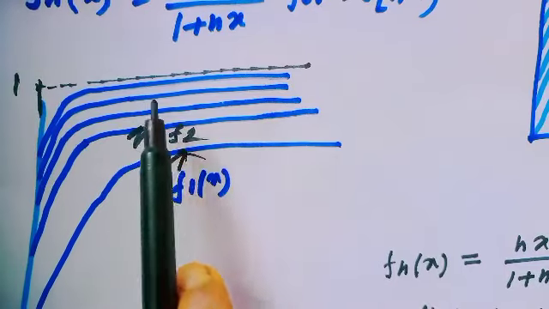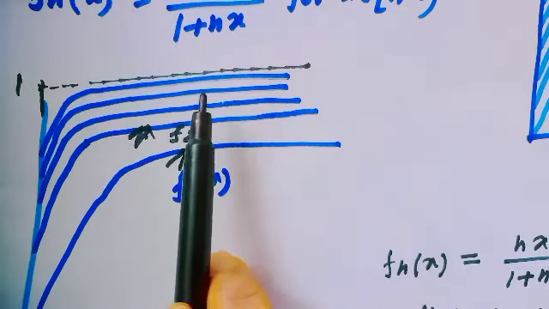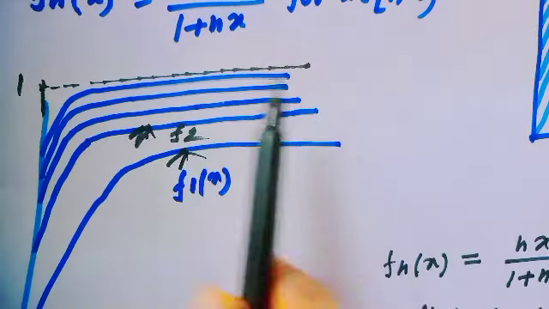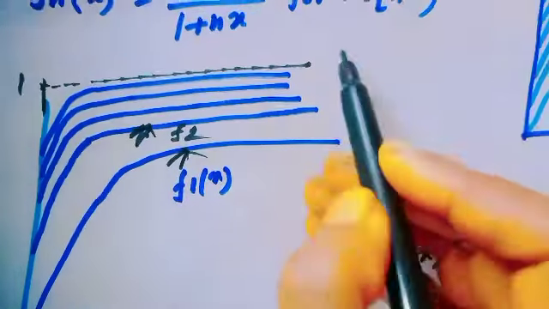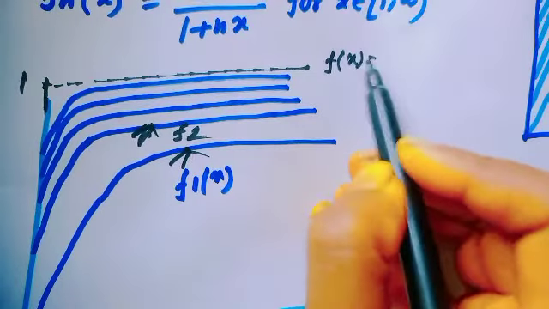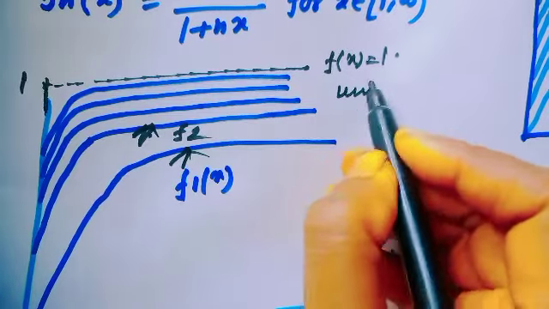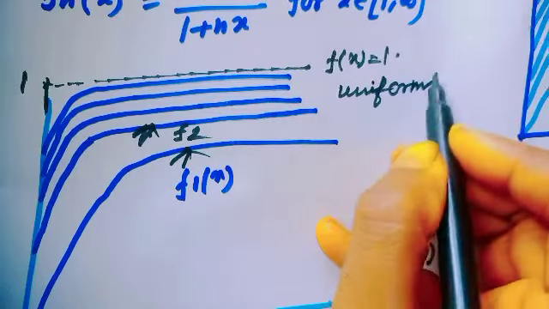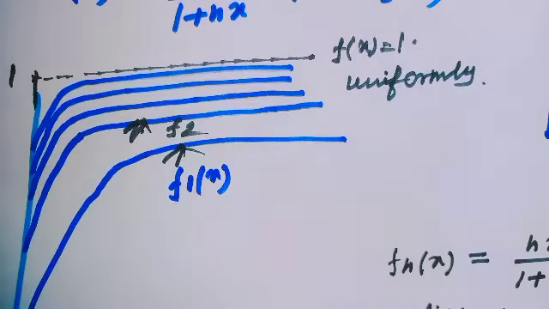It means this convergence is not only pointwise; the function converges to f(x) equal to 1 uniformly. Are you getting clearly what uniform convergence of a sequence of functions is, and how we have to find it?